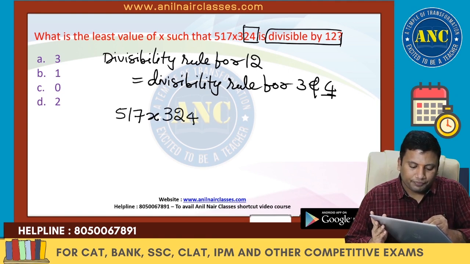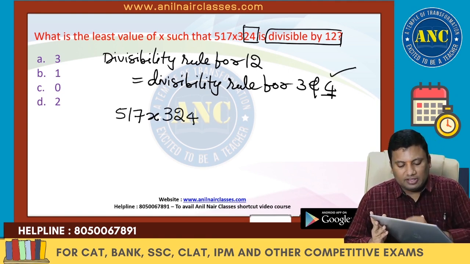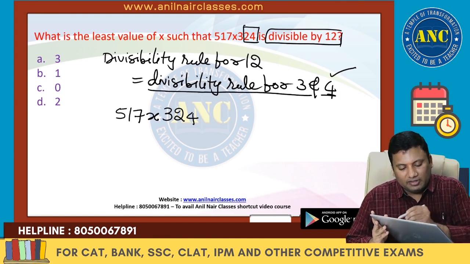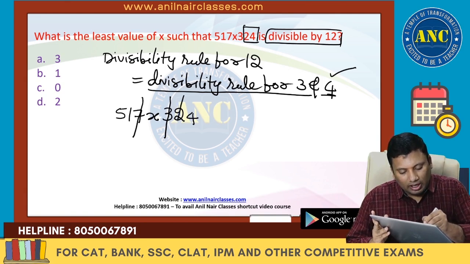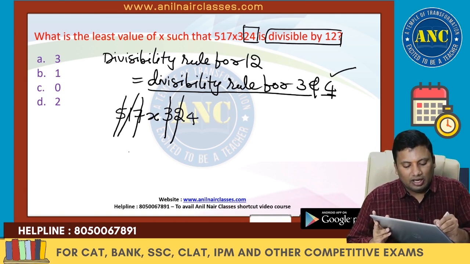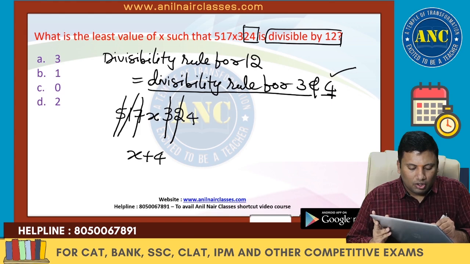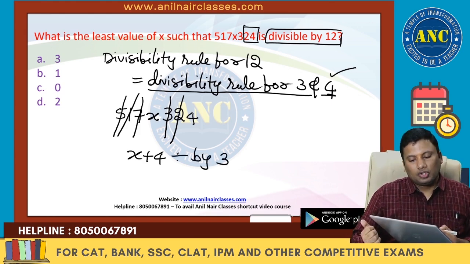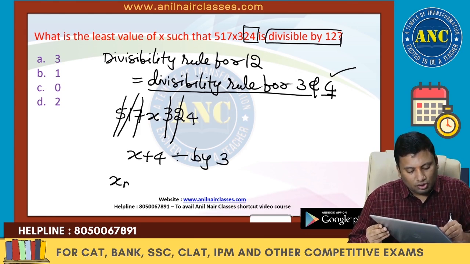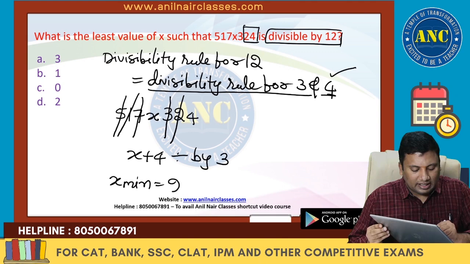517x324. It is already divisible by 4. It should be divisible by 3. 7 plus 2, 9, it is out. 5 plus 1, 6, is divisible by 3. x plus 4 should be divisible by 3. So, the lowest value x can take is 2.